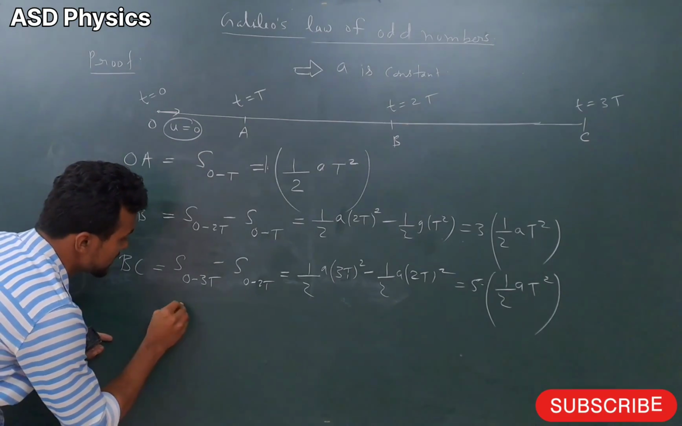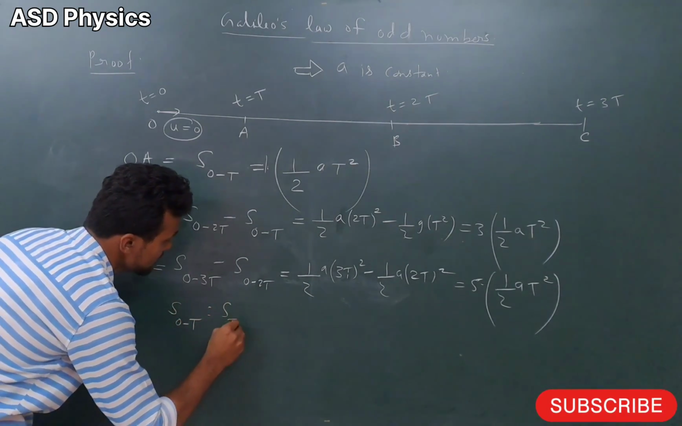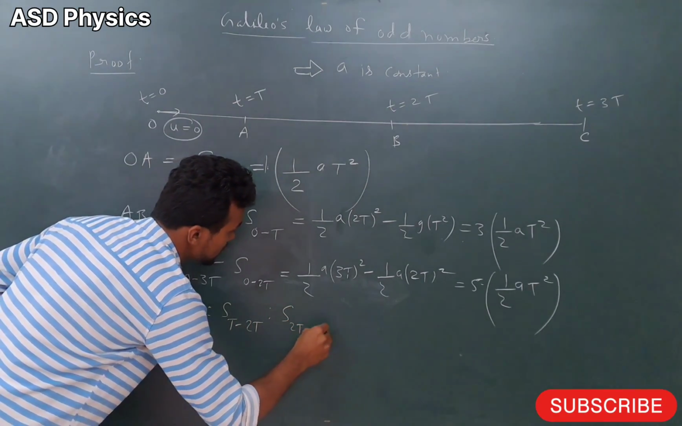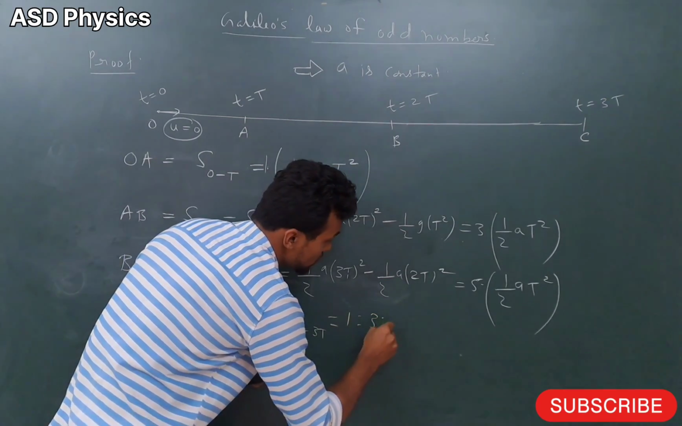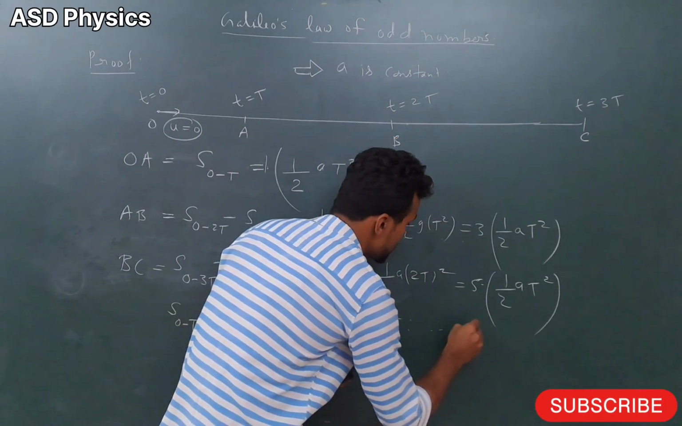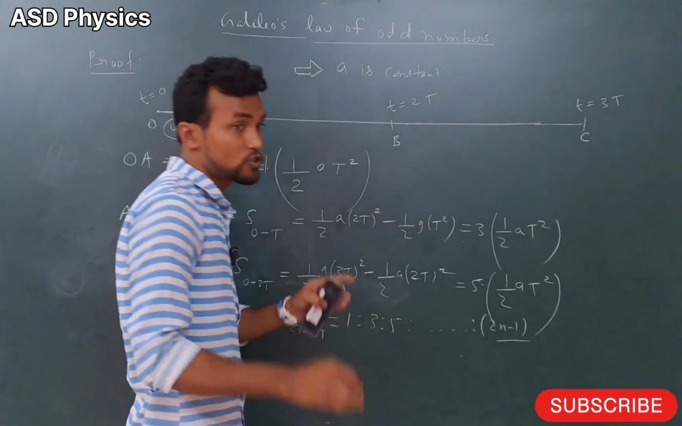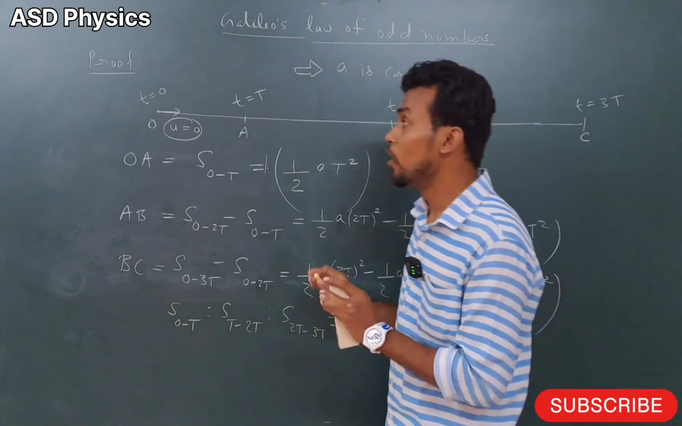I told that here, in equal intervals of time, let's take 0 to t, then t to 2t, then 2t to 3t. Further, so what will this come to here? 1 is to 3 is to 5. If we go further up to n, how much will it come to? It will go up to 2n minus 1. Okay, so my dear students, this is the concept behind Galileo's law of odd numbers.